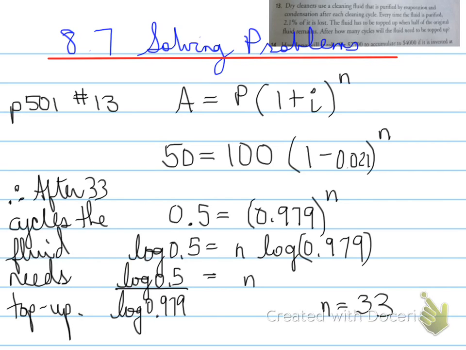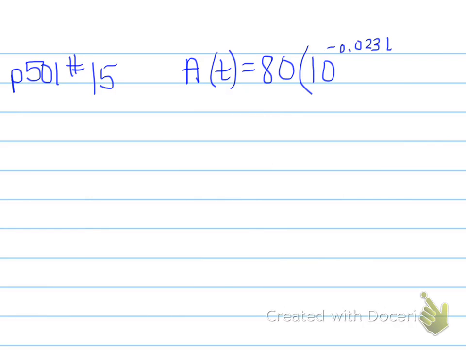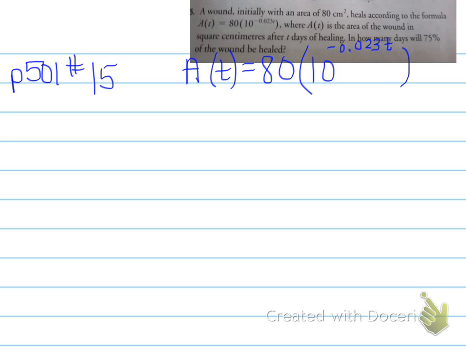All right. Next problem. We have 2 word problems to work with. Here's the second one, page 501, number 15. There's an equation that looks like this. Where did this come from? Well, here's the problem. A wound, initially with an area of 80 centimeters squared, heals according to the particular formula I have written there, where A is the area of the wound in square centimeters after t days of healing. After how many days will 75% of the wound be healed?